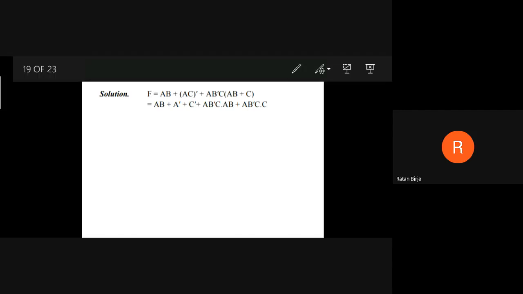So here what we have done, I took AB. Now AC bar, here I applied De Morgan's law, so I get A bar plus C bar. This term, I open the bracket and I've written A B bar C dot AB plus A B bar C dot C.